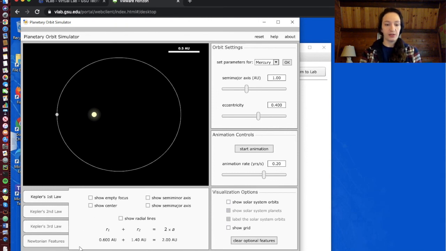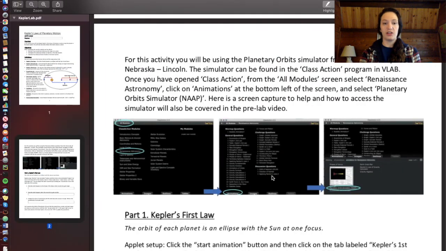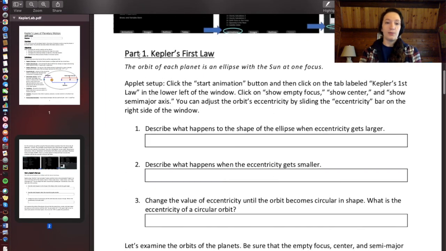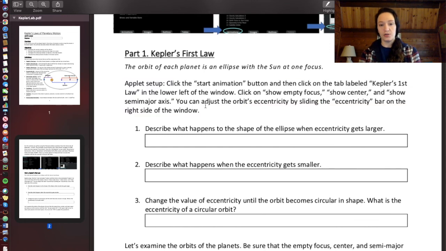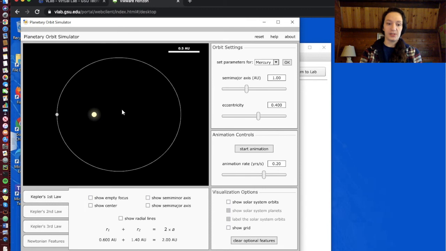From here, from the little box that corresponds to Kepler's first law, make sure we're following the directions on the lab now, so you can follow along with me. Part 1, Kepler's first law. In this introductory paragraph, it tells you what you need to click to set up the simulator. So first you're going to click Show Empty Focus. You should have a nice little X pop up in your simulator window. And then you're going to click Show Center and Show Semi-Major Axis.